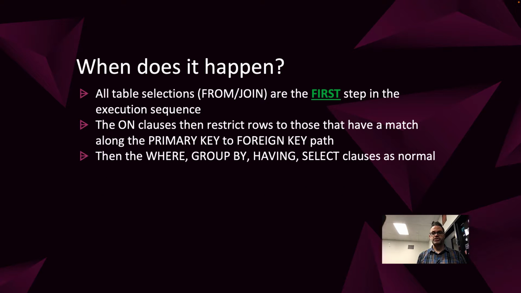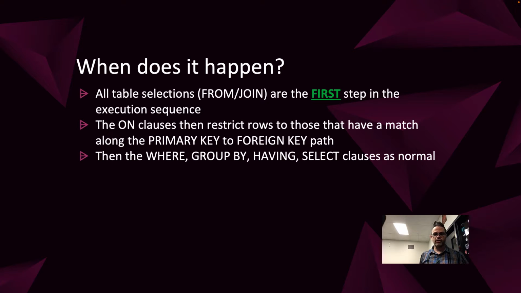When do we do this? Well, from and join are both the selections of the table. So those have to happen very first. So from and join first. So the from, then the join. And then we use the on clause to restrict those that match based on that corresponding primary key, foreign key relationship. If they don't have a matching value, we're not even going to look at that. So that's the first restriction on the amount of rows that we're looking at.